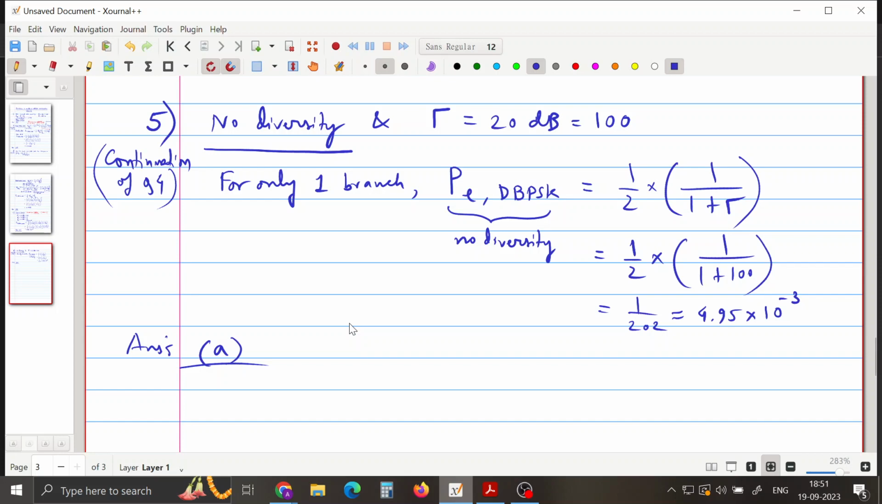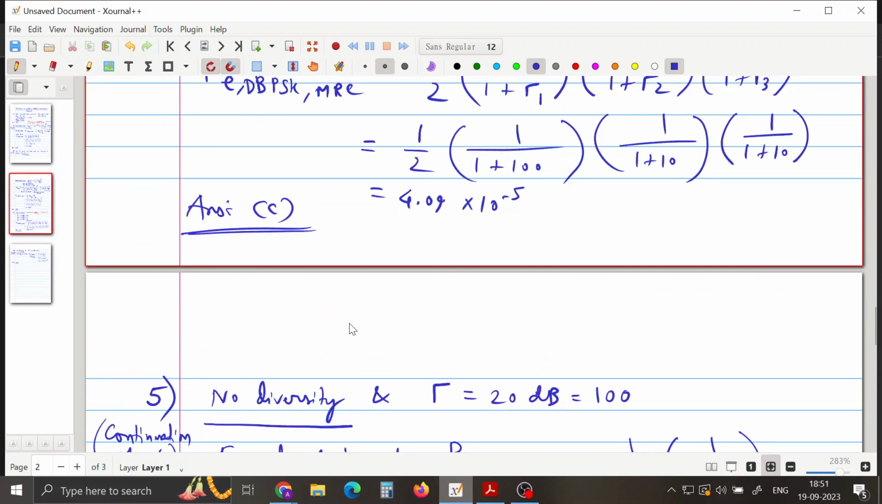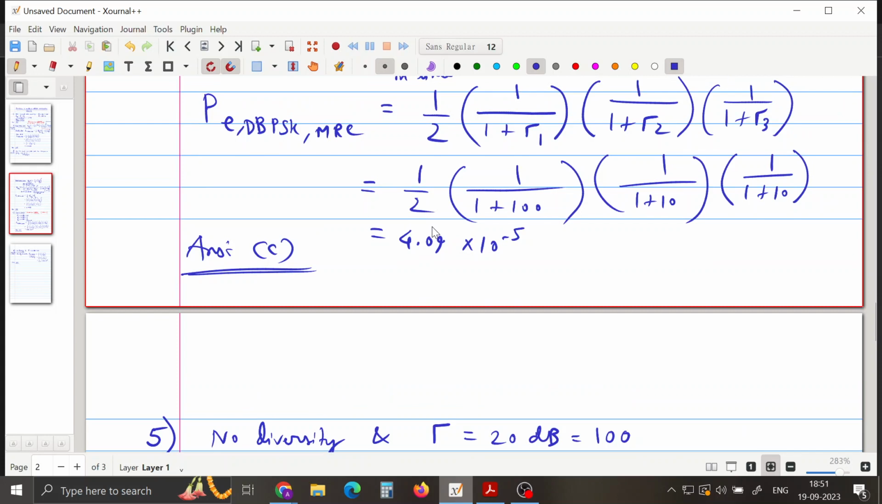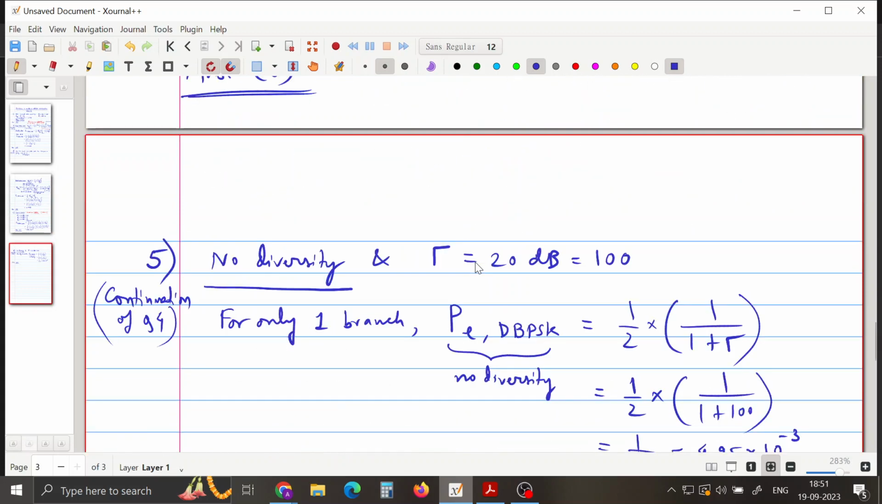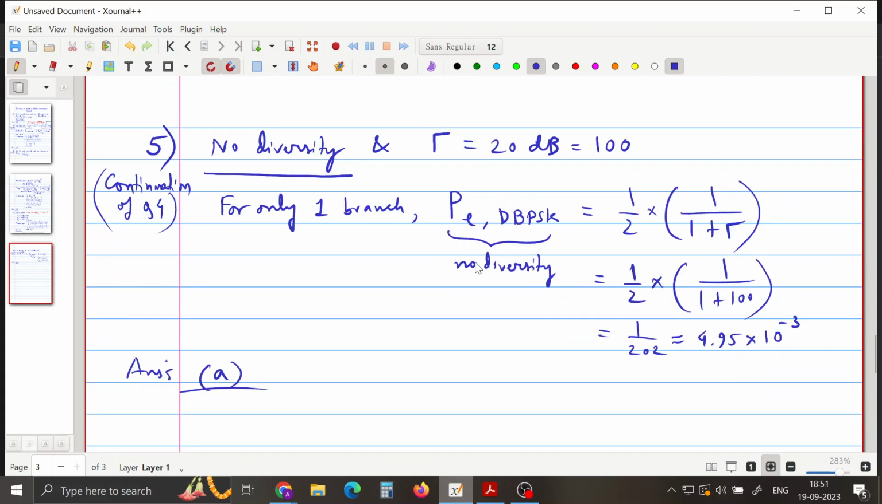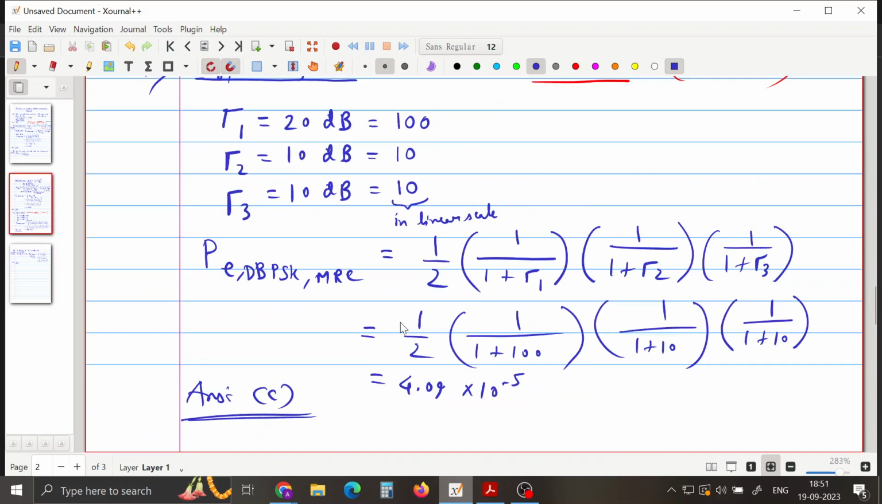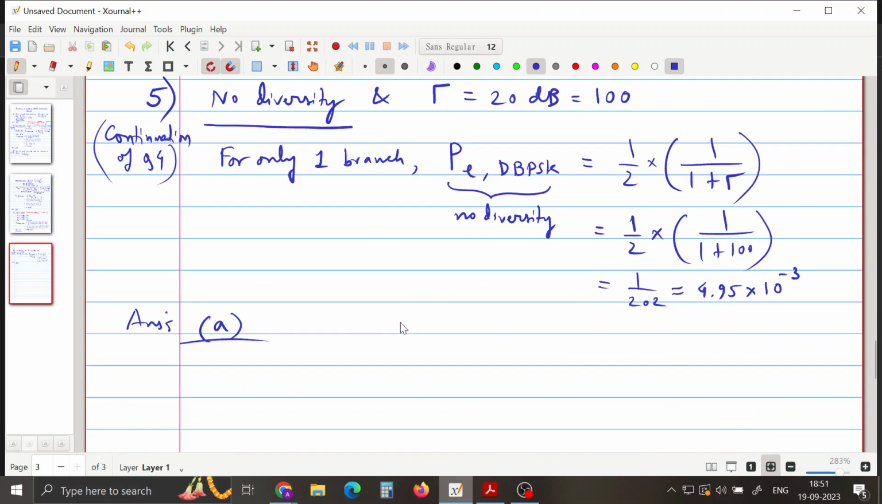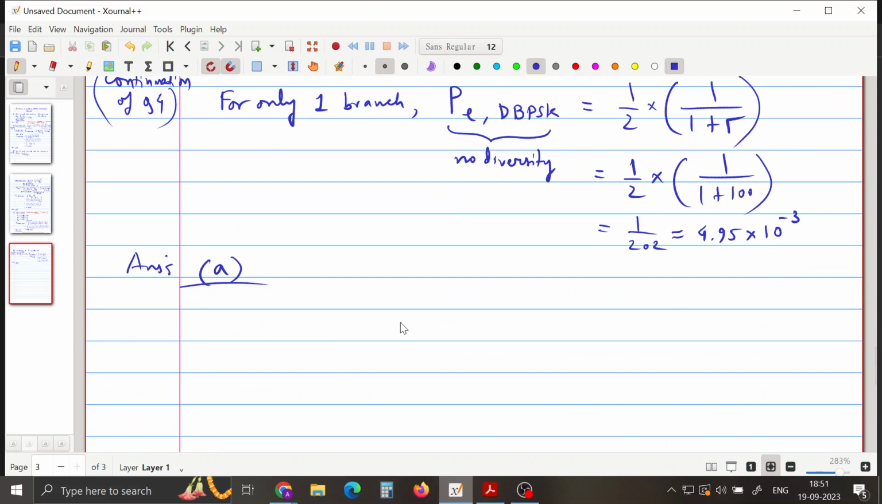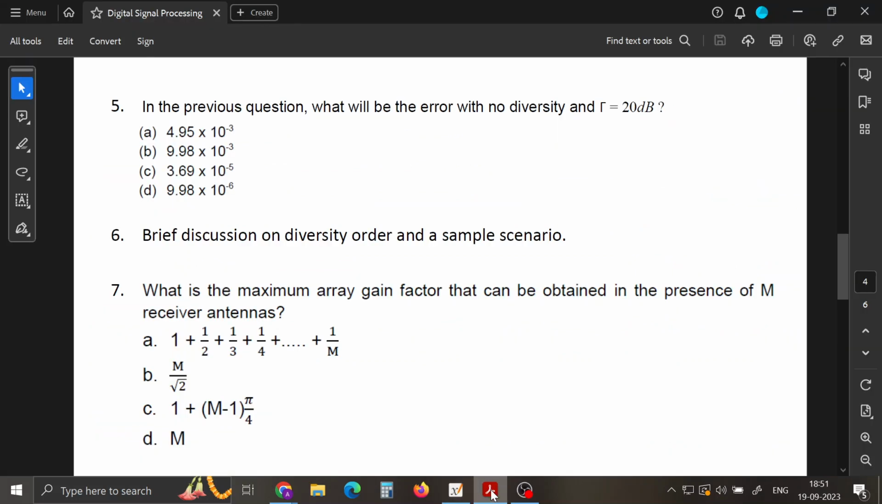Yeah. So you notice the difference, right? With diversity, with MRC, we had a bit error rate of the order of 10 power minus 5. Pretty good. Now as we remove diversity using only a single branch, that bit error rate increased. It's now of the order of 10 power minus 3. So it's relatively bad performance. That's how diversity actually helps us with respect to BER performance. So far so good.